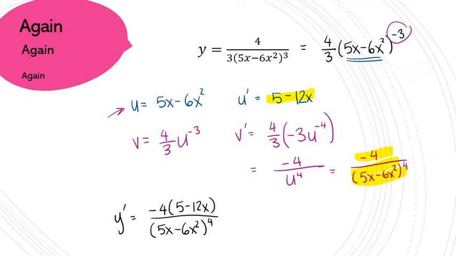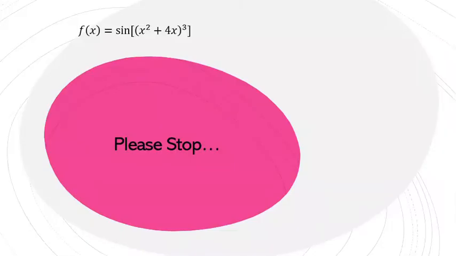Done and done. Or you could distribute the -4. This one's looking ahead a bit. We haven't done trig derivatives, but just for the sake of it, I'm going to tell you that the derivative of sine of a function is equal to cosine of that function. We'll get much more into it, but just for the sake of this example. Okay, how many functions in this one?